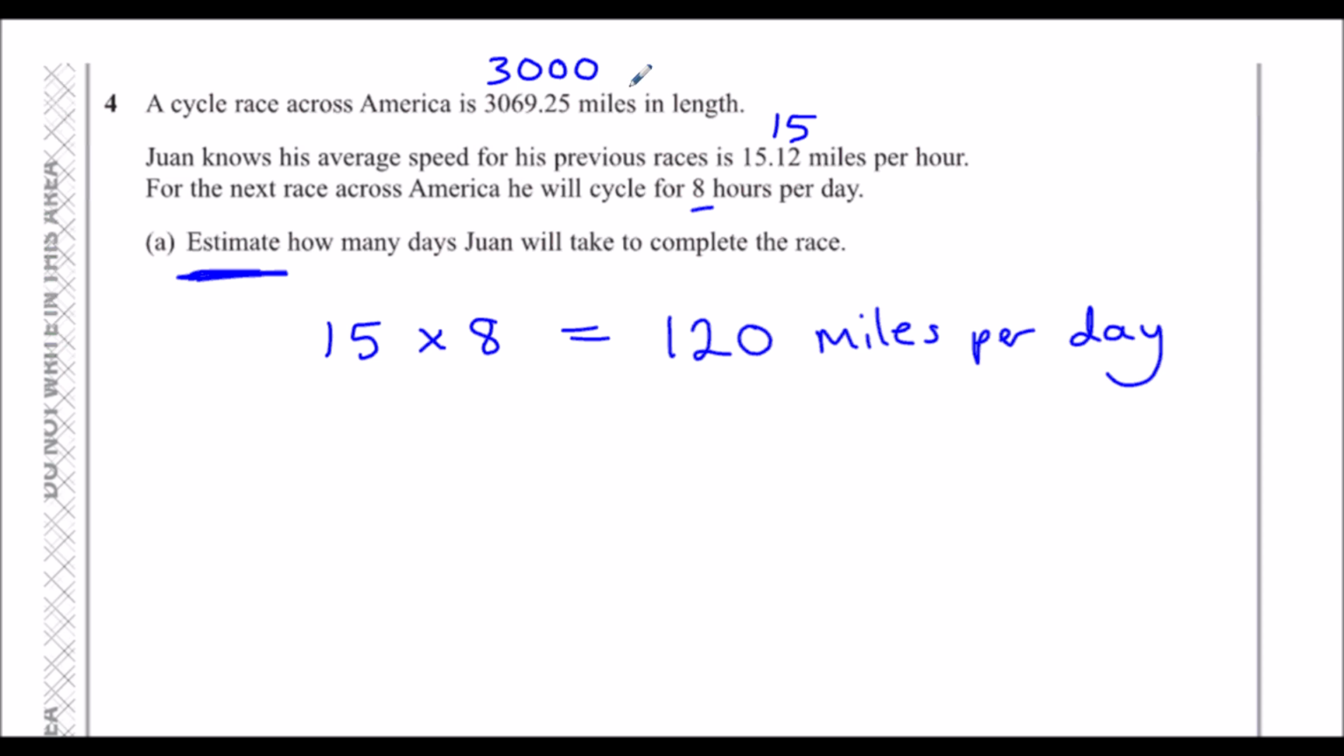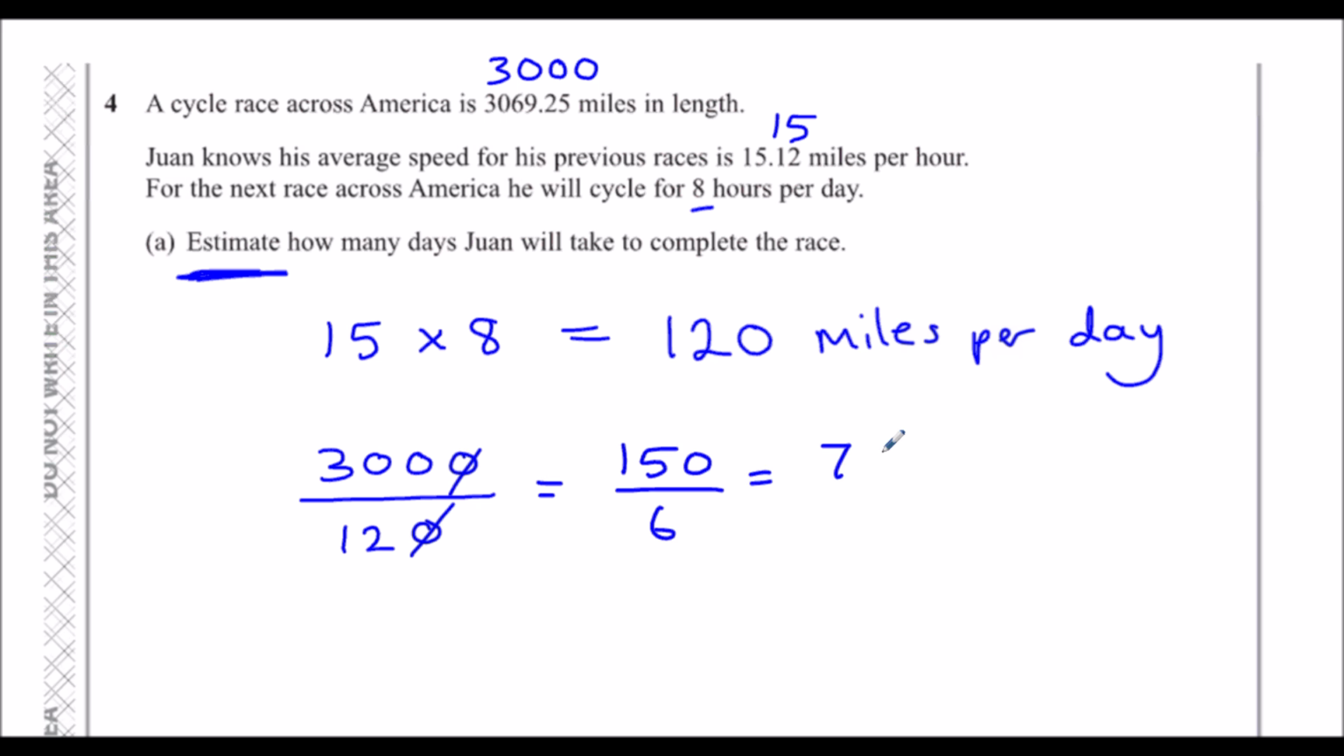He's got 3,000 miles to do. So how many days? How many 120s make 3,000? So how many 12s make 300? By half top and bottom, that's 150 over 6. Half again, 75 over 3. And 75 divided by 3 is 25. So it will take him approximately 25 days.